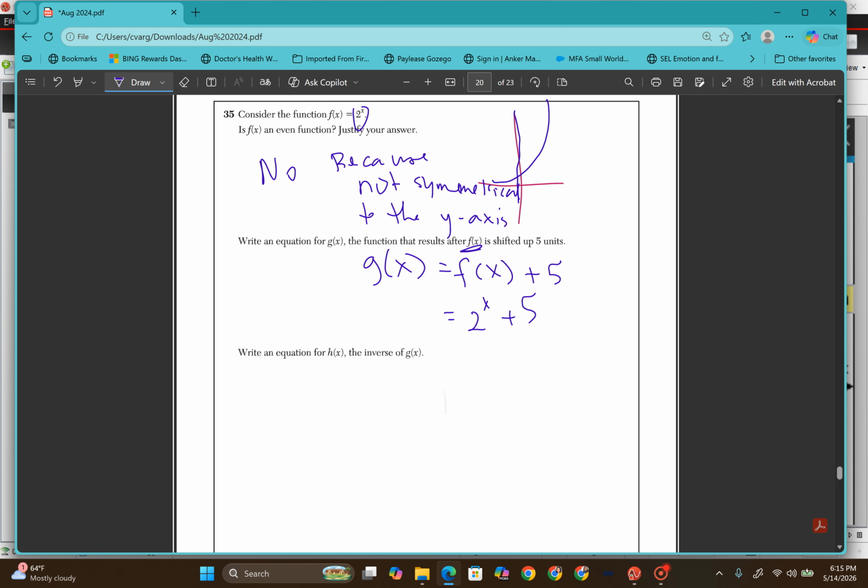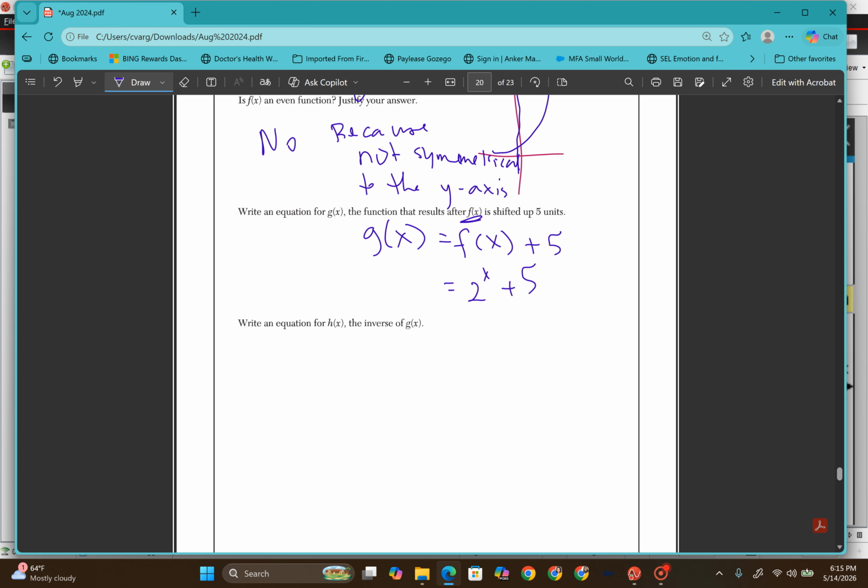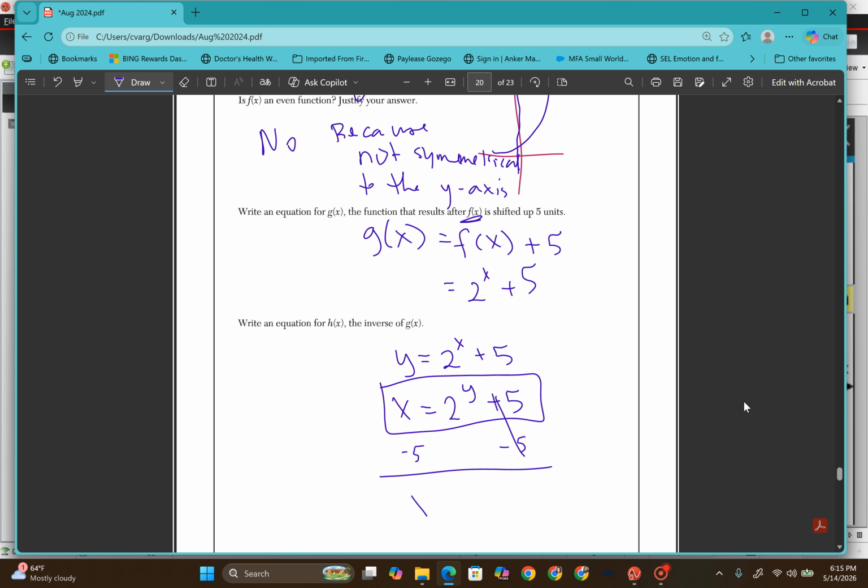Okay, so what does inverse mean again? We have y equals 2 to the x plus 5, right? Inverse means you flip that. X equals 2 to the y plus 5. Now get the y by itself. So technically, you could be done right there. But if you want to go further, then you do minus 5 on both sides. Cool. So you get x minus 5 is equal to 2 to the y.